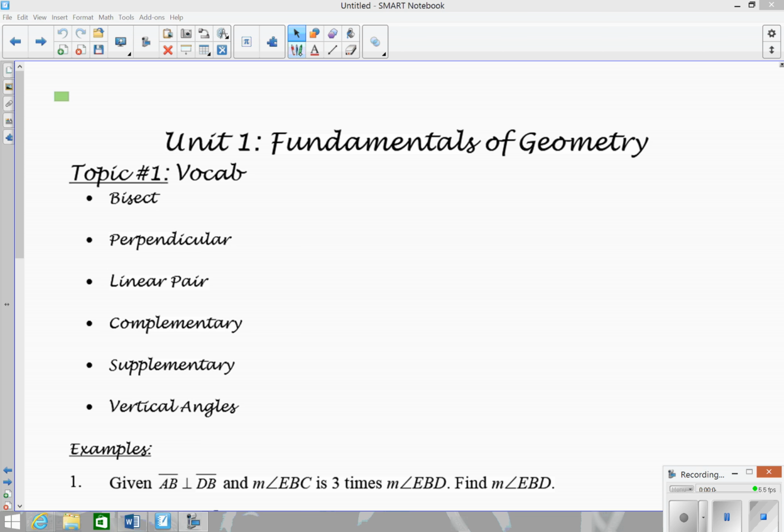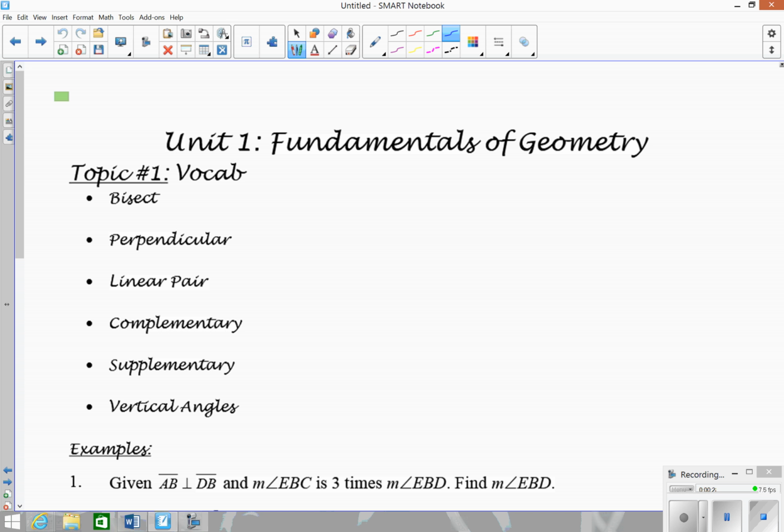Unit 1 we called the fundamentals of geometry because there was a lot of key geometry vocab, geometry ideas, and theorems that we learned. So what I did was split it up into 10 different topics. The first topic that we're going to look at is just vocab and how we solve some problems using these vocab words. I picked the most commonly used vocab words and we're just going to go through them and then we'll look at some examples.